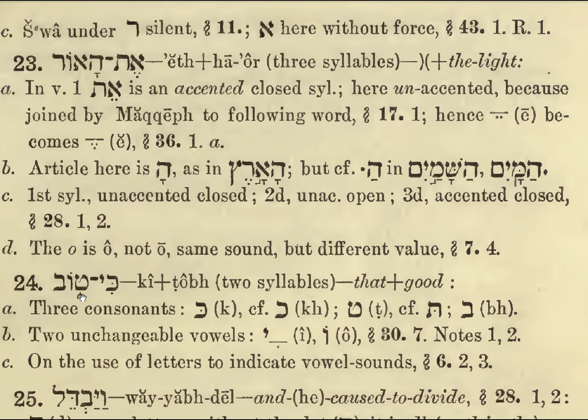Ki tob. So we have k and t. T is much sharper, lighter sound near the front. The tongue is touching the bit just where your teeth meet the palate. T. And here, k, further back in your palate. And we have b. In Spanish and Portuguese, it's always b. We have two vowels here, e and o. Ki tob.